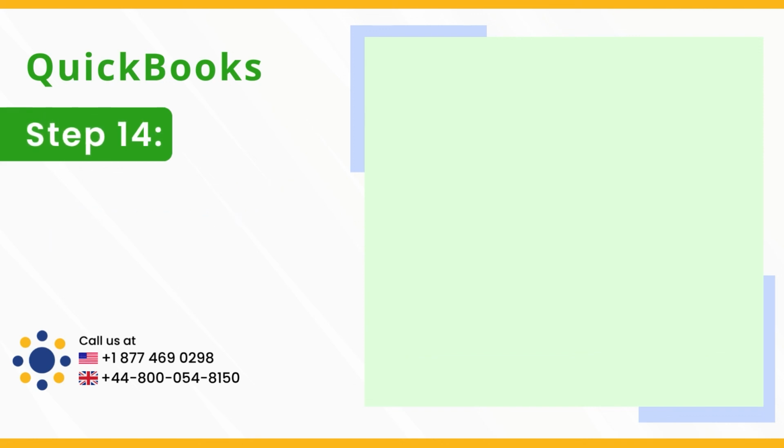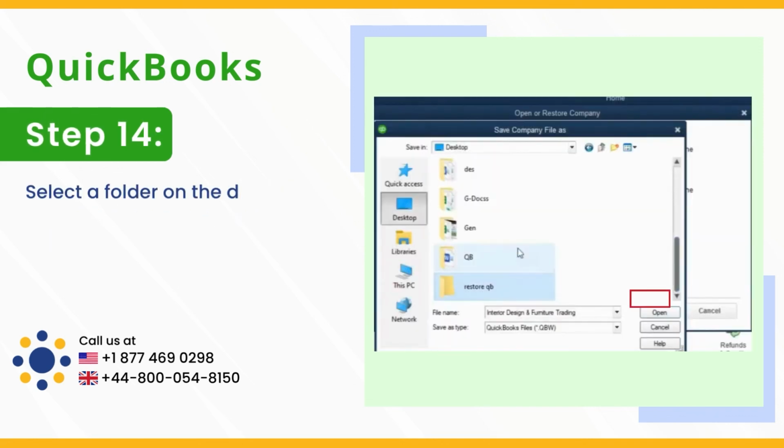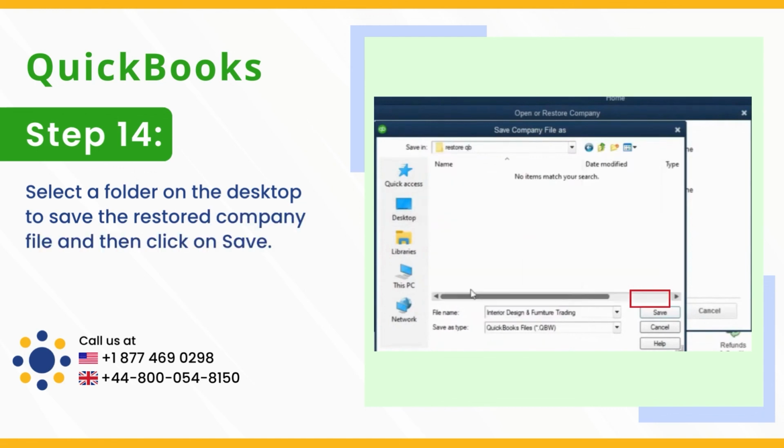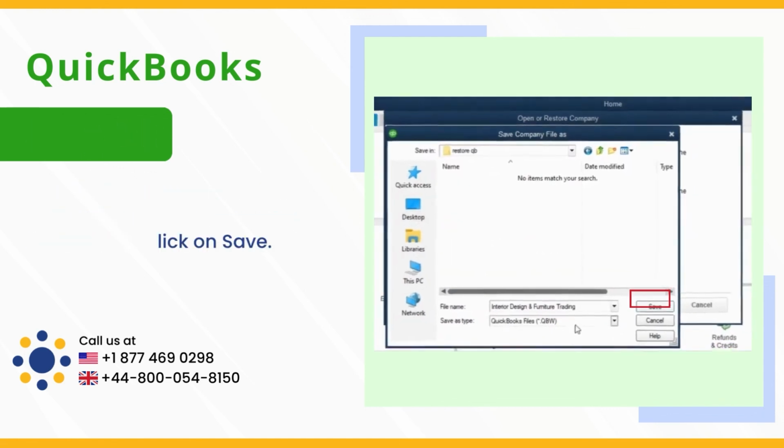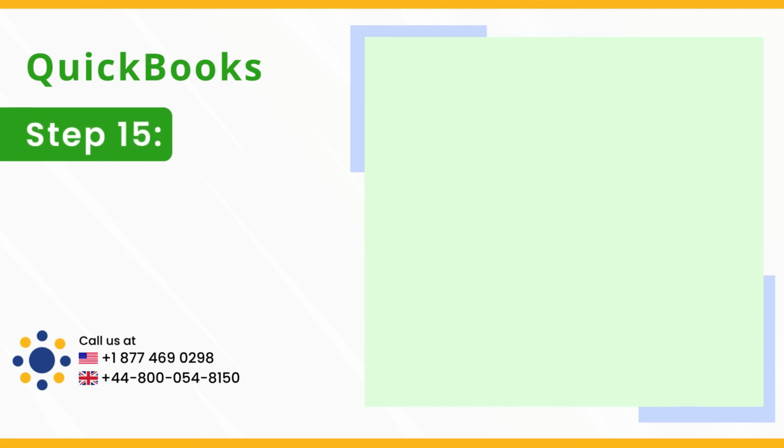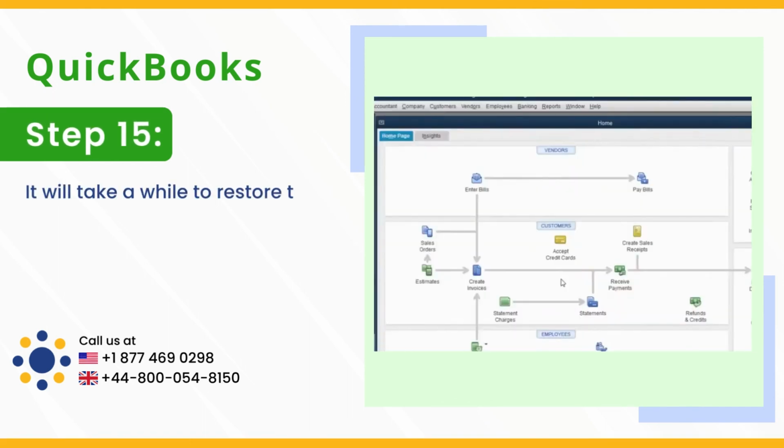Step 14. Select a folder on the desktop to save the restored company file and then click on Save. Step 15. It will take a while to restore the file. Once done, check whether the issue is fixed.